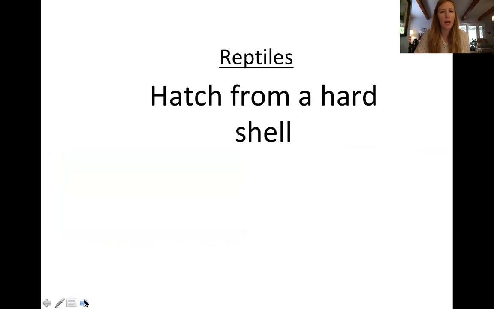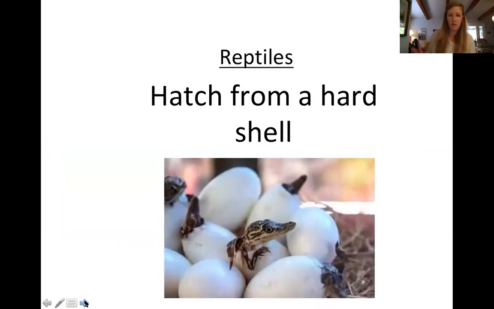Hatch from a hard shell, reptiles. Sorry, I didn't give you time to guess that one. My finger was too fast. Okay, so reptiles hatch from a hard shell. Those look like baby alligators or crocodiles. I'm really bad at telling the difference, but we're going to go over that later in the week. We'll learn how to tell the difference between an alligator and a crocodile.